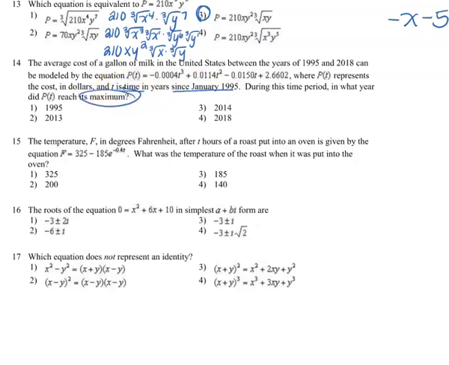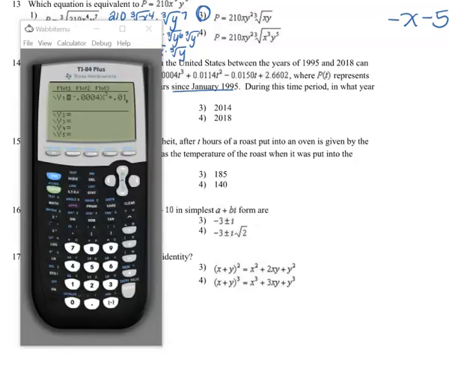Okay, so upon first glance, you're like, okay, cool, I'm just typing this in the calculator and finding the maximum. So let me grab my calculator. All right, so I paused it and typed it in. Here we go. If I do a Zoom 6 for a standard window, you're going to see it start to dip down and then go back up.